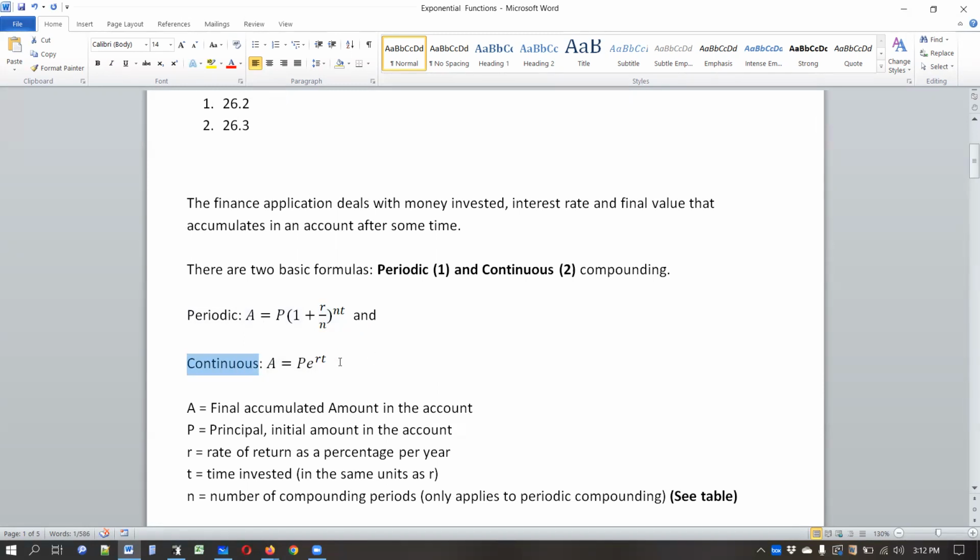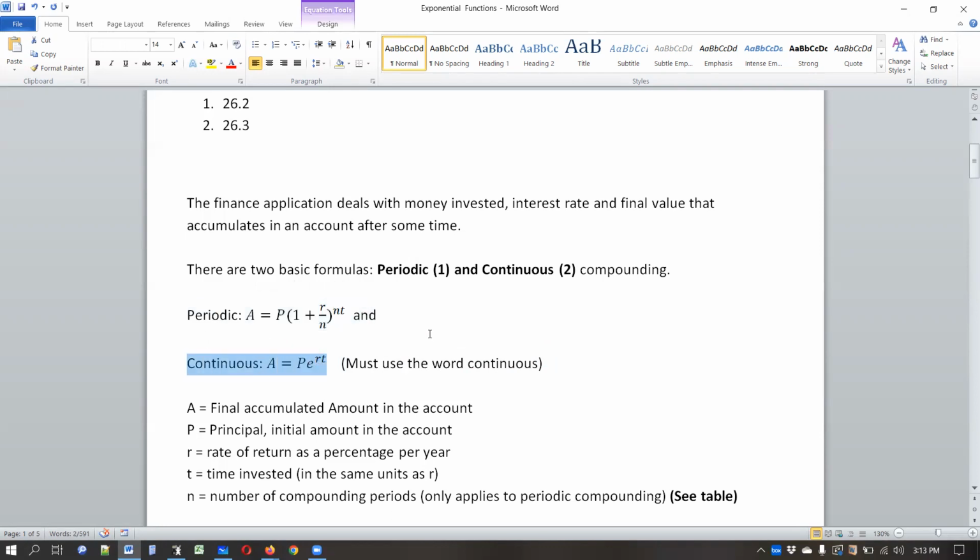So when you're reading the problem, and it's a problem about finding the amount of money in a particular account, you are going to use the second formula, this one right here, if the problem uses the word continuous. So the problem that you are reading, that you're working on, must have the word compounded continuous. If it doesn't, we'll use this formula. If it does, we'll use this one.